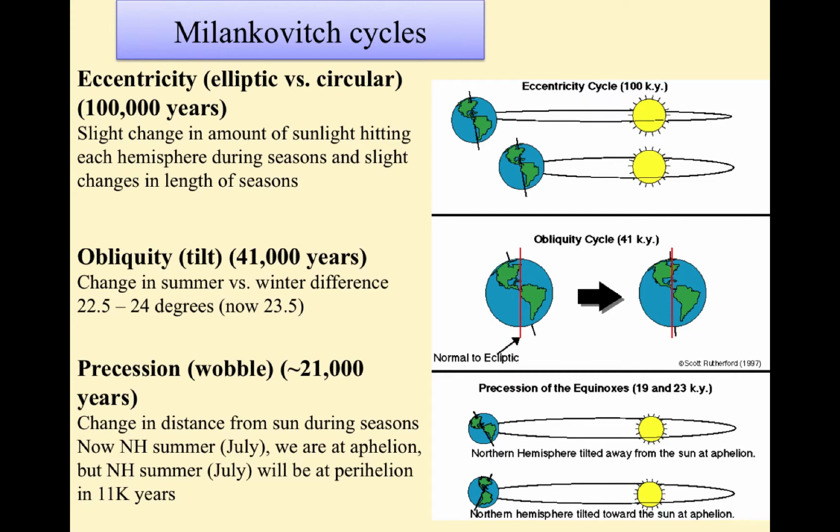Lastly, the precession, or the wobble of the Earth. Earth wobbles about its axis over a period of 21,000 years. What this does is change the distance from the sun during the seasons. Right now, Northern Hemisphere summer, we're at aphelion, which is the farthest point of the orbit from the sun. But Northern Hemisphere summer will be at perihelion in about half that cycle, or 11,000 years.